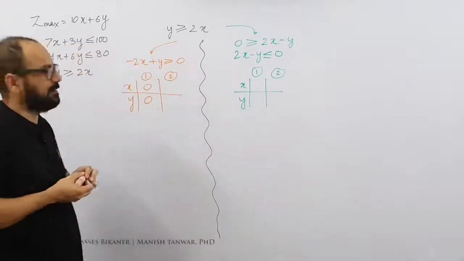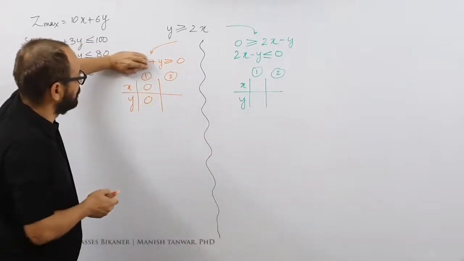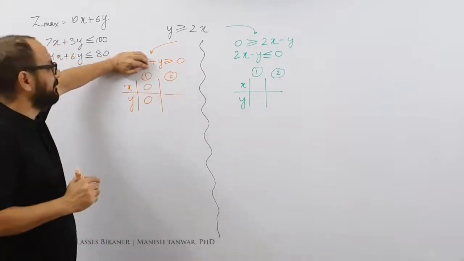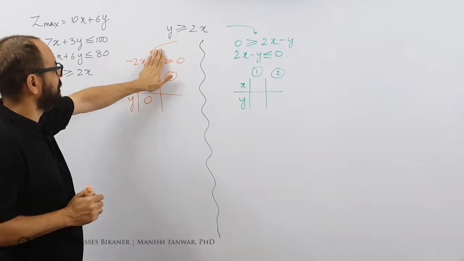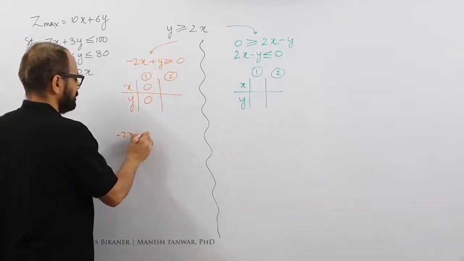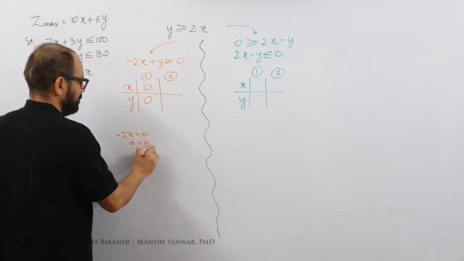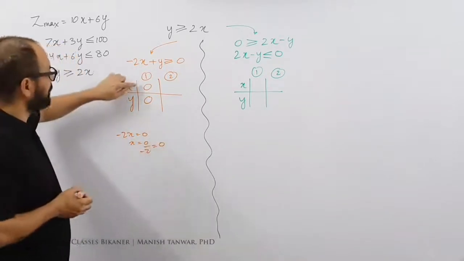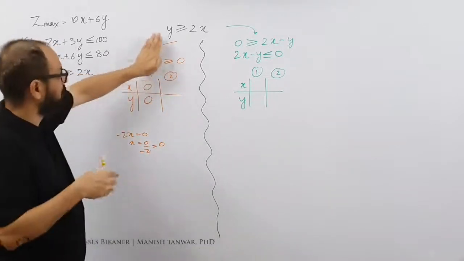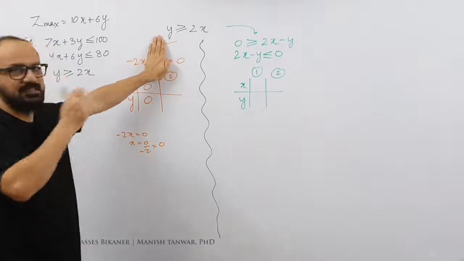So one point becomes x is equal to 0, making y is equal to 0. Next time when you try, you put y is equal to 0. You get minus 2x is equal to 0, x is equal to 0 upon minus 2, giving me x is equal to 0. So when I put x is equal to 0, I get y is equal to 0. When I put y is equal to 0, I get x is equal to 0.